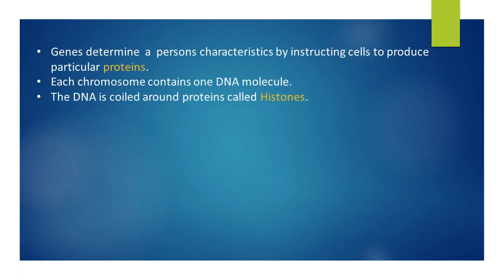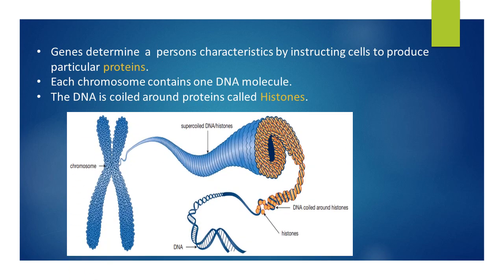Genes determine a person's characteristics by instructing cells to produce particular proteins. Each chromosome contains one DNA molecule, and the DNA is coiled around a protein called histones. You can see that from this picture.